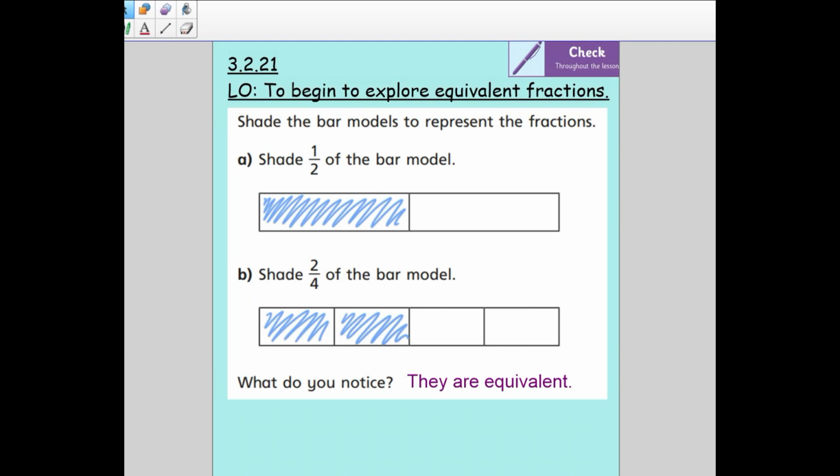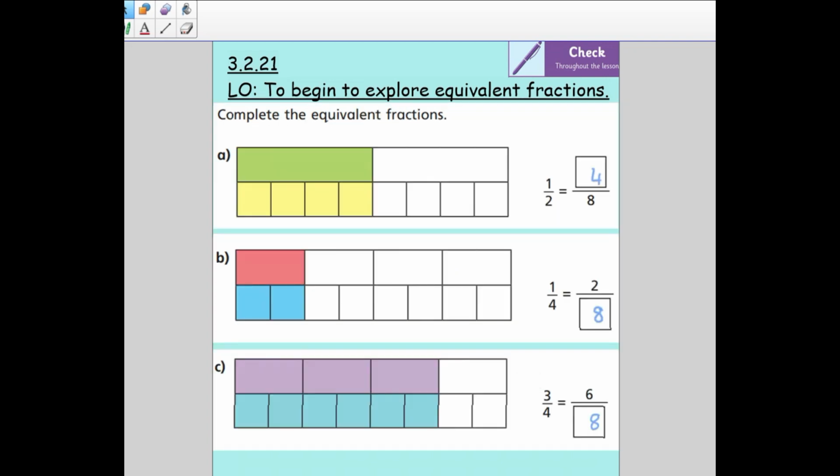Great work today. This is your chance to check your work. So here's the answers to the first question. What did you notice? They're equivalent, they're the same. 1/2 is the same as 2/4. Well done. Have a look here. A, you've got 4/8. 4/8 is the same as a half. For B, 1/4 is the same as 2/8. And for C, 3/4 is the same as 6/8.